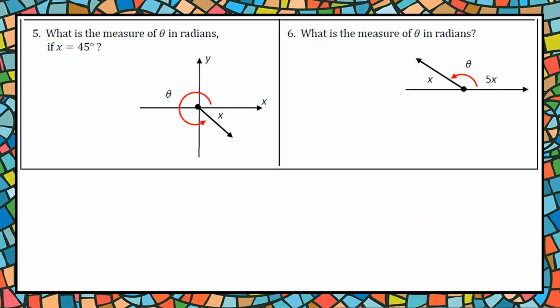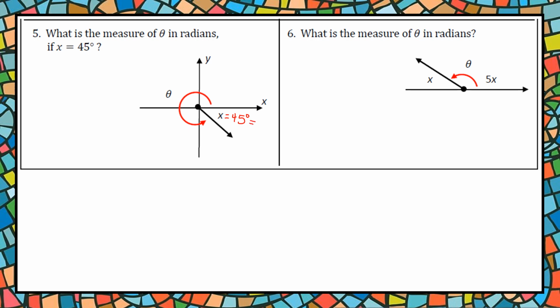All right, last one, a couple here. What is the measure of theta in radians if x is 45 degrees? Looking at the picture here, it's always good with geometry to label our given information. So we're given here that x equals 45 degrees. I am trying to do this in radians, so I'm going to convert that here.